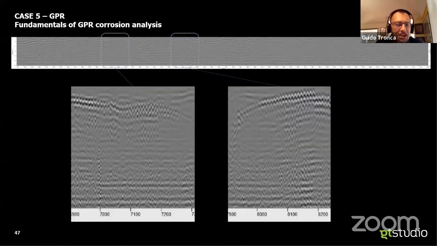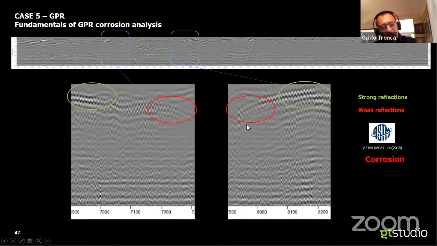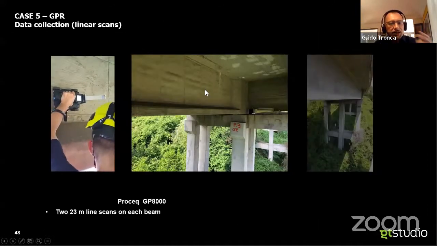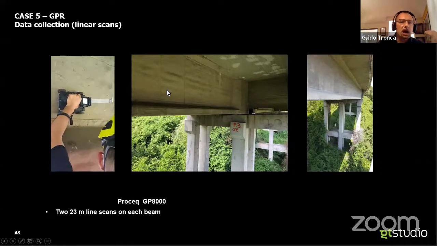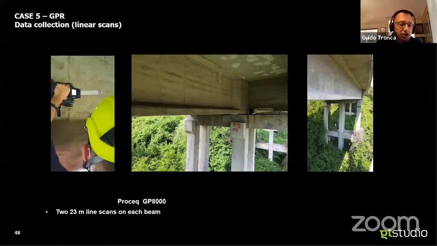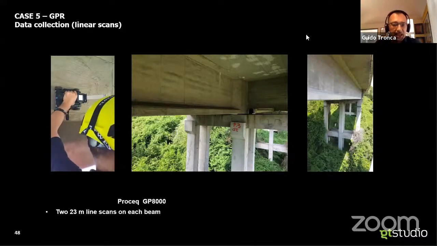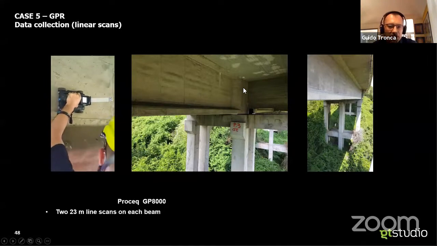So in general terms, when I look at the rebars, I can see variation of intensities, I can witness high intensities, strong reflections versus weak reflections. It is accepted and consolidated that those are the areas at risk of corrosion. So when you're dealing with a large structure, it could be a bridge deck, it could be a bridge girder. This example I'm providing here is a number of longitudinal scans taken along the girders.